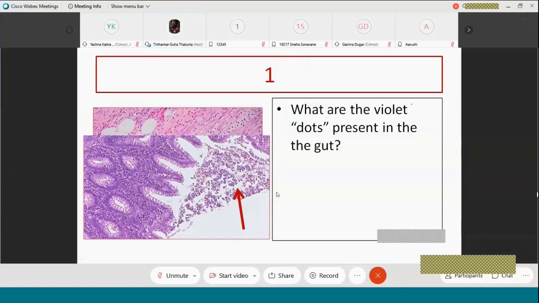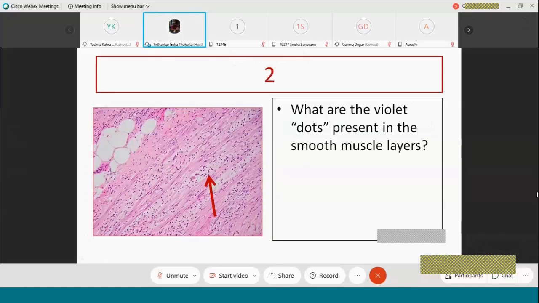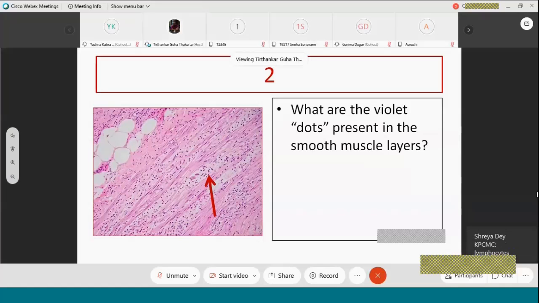This is a smooth muscle layer of the GI tract. You can see multiple violet dots there. What do the violet dots represent? They represent WBCs. Whether they are lymphocytes or neutrophils can be understood under high magnification. It indicates leukocytic infiltration or WBC infiltration. That is also a sign of inflammation. If it is neutrophil, it's probably acute. If it is mononuclear cell, it's probably chronic. So these are also signs of inflammation under the microscope.